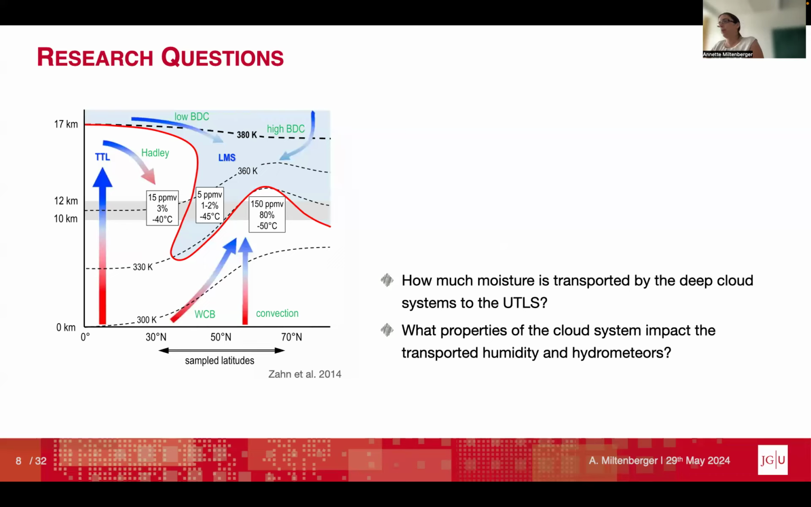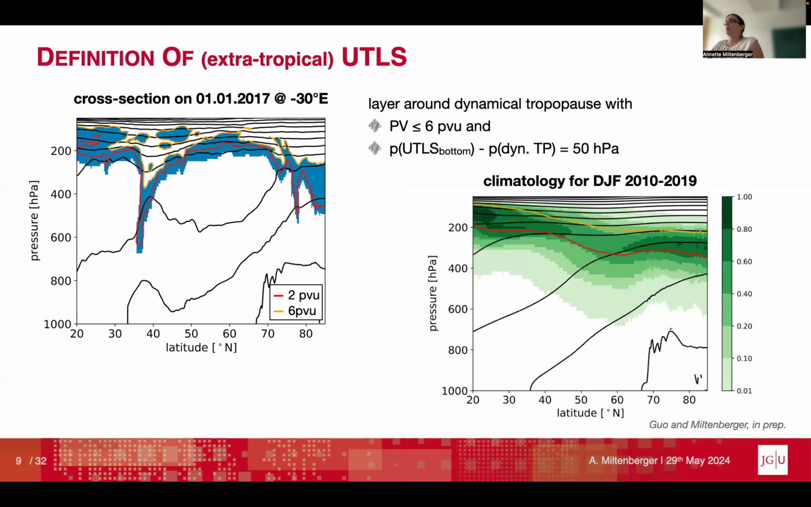I'd much rather focus on the moisture transport in warm conveyor belts and convection. We will look at the climatological perspective of the warm conveyor belt contribution to the extratropical UTLS humidity. And then we will look in detail at one case study of a warm conveyor belt and one case study of a deep convective system to understand more about the properties of the cloud system that impact how much humidity and how many hydrometeors arrive in the UTLS. So let me start with a formal definition of the UTLS.